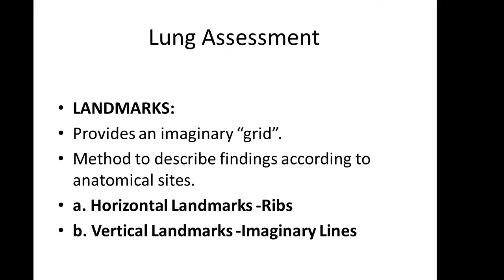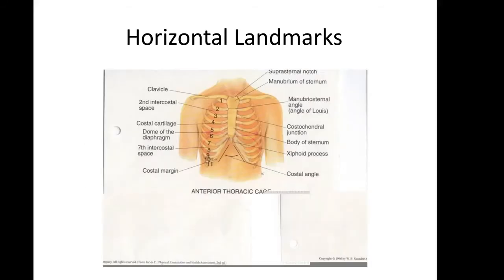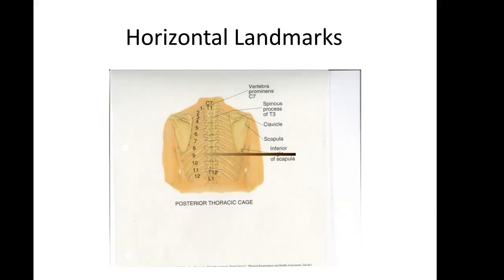There are a couple of slides coming up that give you an imaginary grid, if you will, in order to find landmarks along the respiratory system when it comes to assessing. So you can see on this the intercostal spaces. I think it just gives you a good idea of landmarks. Posterior thoracic cage. Again, you can see the intercostal spaces, important when you are assessing the respiratory system.